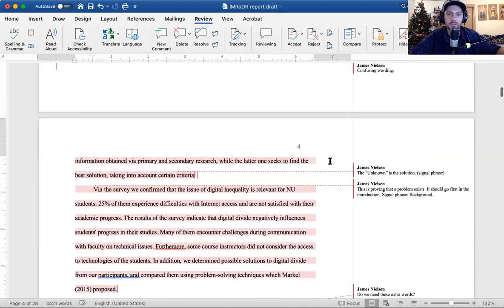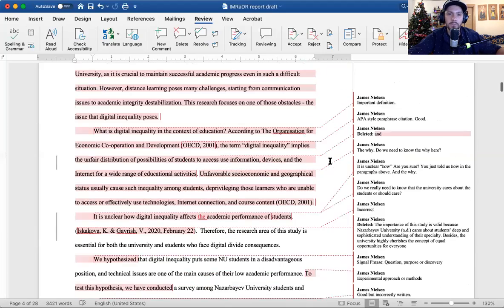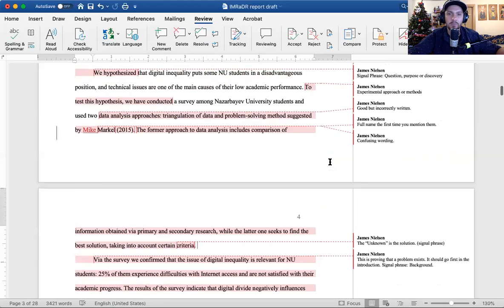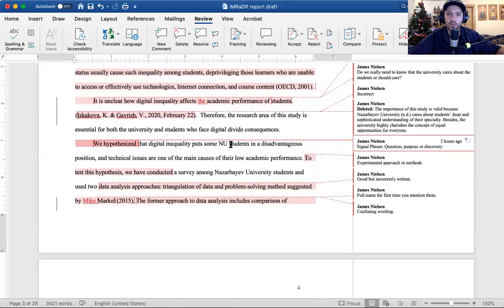Introduction is just too long as well. We don't need quite that much information. Remember, we're using these signal phrases like "we hypothesize." That's nice. Okay. So that's from that document that I told you guys about. Good. Same with this one: "To test this hypothesis we've conducted." All right, great. That lets us know that this is the methods or the experimental approach.